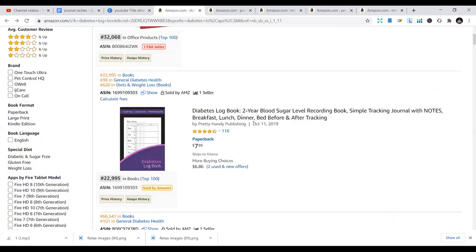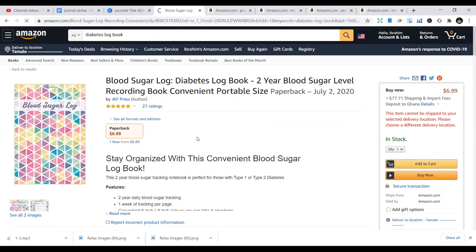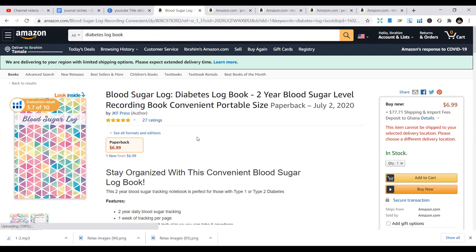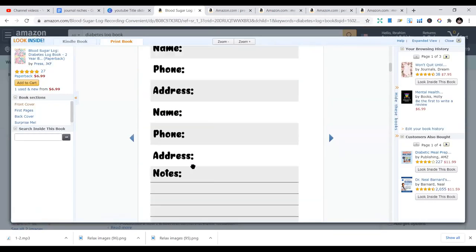When you look at diabetes logbook, 2-year blood sugar level recording book, it's a book meant to record blood sugar levels, blood pressure, and glucose levels, to track diabetes and all those things. We just do a simple interior and it's going to help. Let's look inside. These are some of the ideas that you can use. You can title it blood sugar log, and it's still going to target a diabetes logbook, or you can just do diabetes logbook, because some people, depending on where they are coming from, call this by different names.